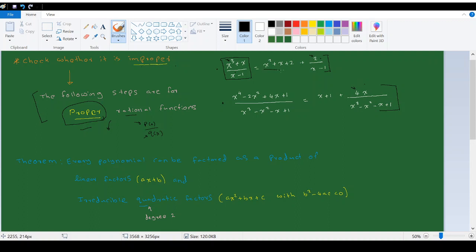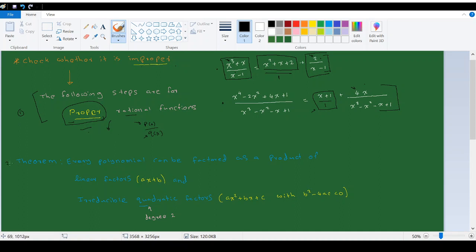Now, if you have a single polynomial, that means the degree of the denominator is 1, we don't simplify it any further. We just keep this one as it is, and we focus mainly on these proper rational functions, which we obtain as a result of the long division. So that's the first point that I want to highlight. All these methods are for proper rational functions.